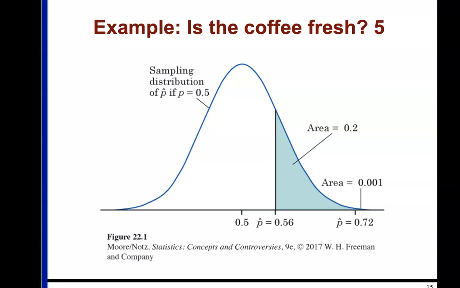So 20% is not really that rare in statistics. 5% is our cutoff. So anything more than 5% is not that rare. Anything less than 5% is considered rare. So here, we have to calculate the probability. It'll be done with Crunchit. We won't do it by hand. But for 0.56, that probability of obtaining that sample is 0.2. But for the p-hat that we got in the actual experiment, 0.72, the probability of getting that is 0.001. That's really unlikely. So that's definitely less than that 0.05 that we use as our cutoff between likely and unlikely.